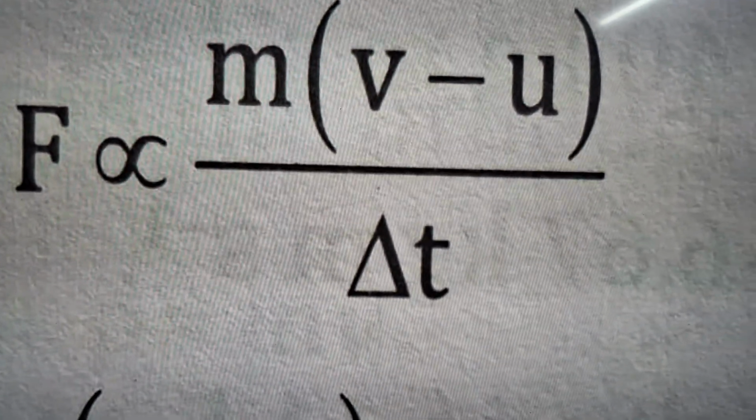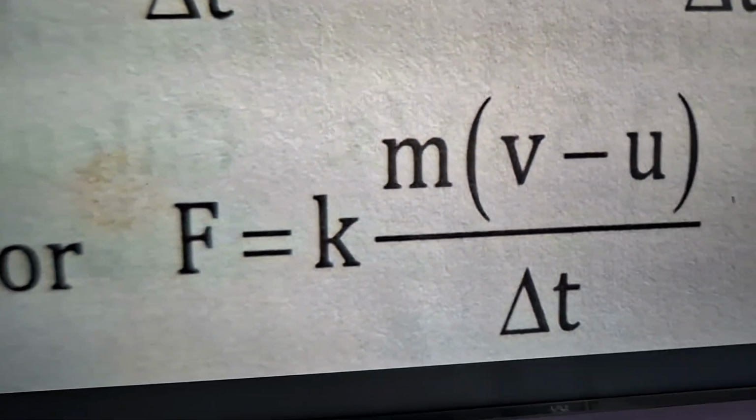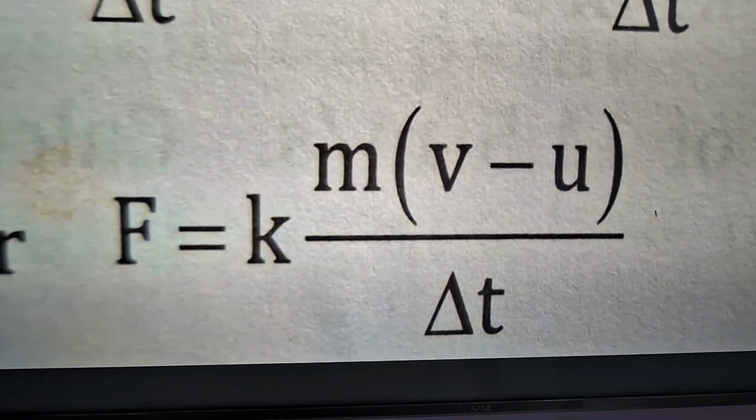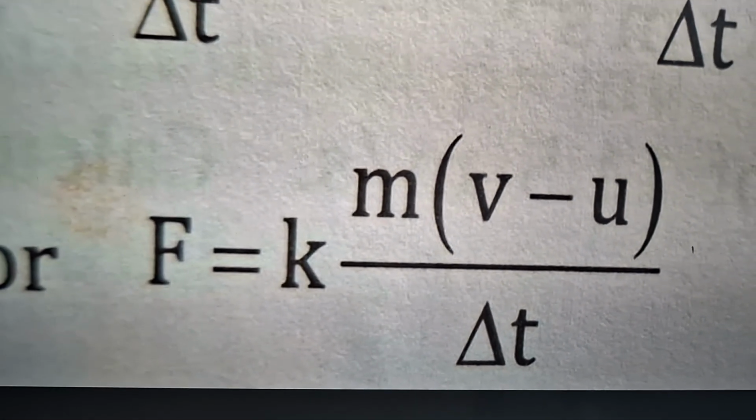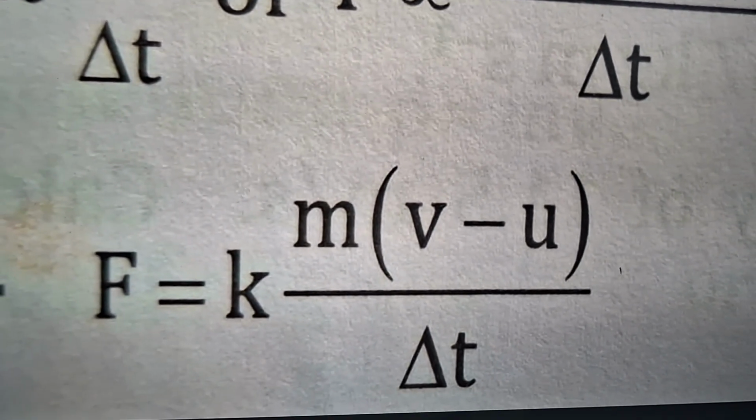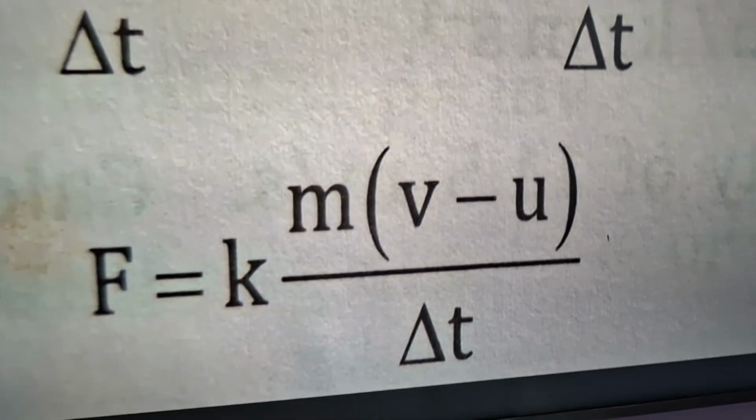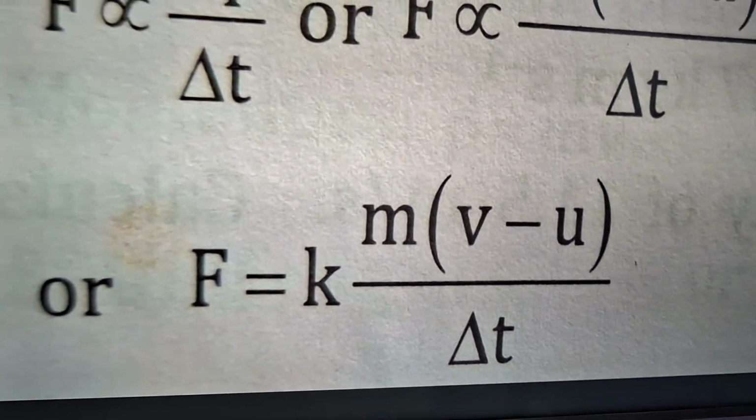Next, this is the formula. Now K will be the constant here. If you take unit mass and unit acceleration, then for unit force K will be 1. So you can say F is equal to ma. This is the very basic of Newton's second law.